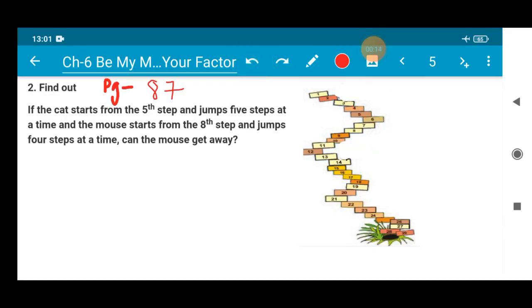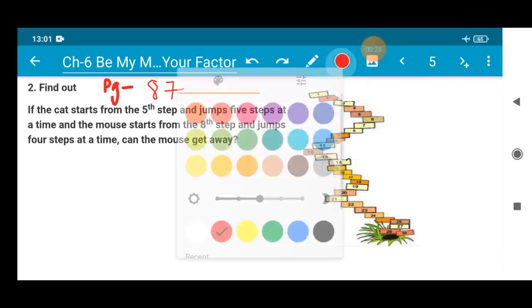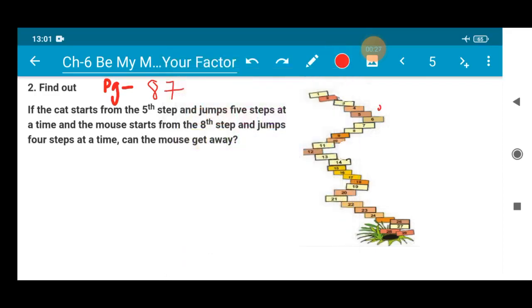So the place is going to change, the steps are going to change, so you'll find a different story here. You'll again enjoy this. Just have a look. If the cat starts from the 5th step, now the cat is in which position? Cat is in the 5th position here. So let me mark it over here. This is for the cat. The red mark will represent the cat.